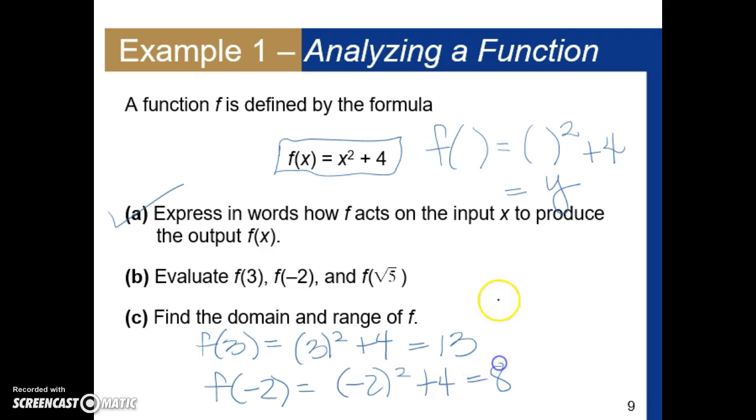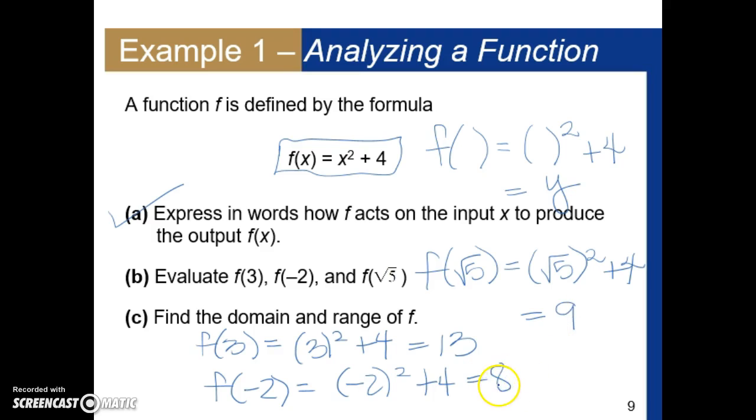So that's 4 plus 4, or 8. If we want to evaluate this function at the square root of 5, we can evaluate functions at any real number value. So we're going to take the square root of 5 and square it, and add 4 to it, and that will give us 9.